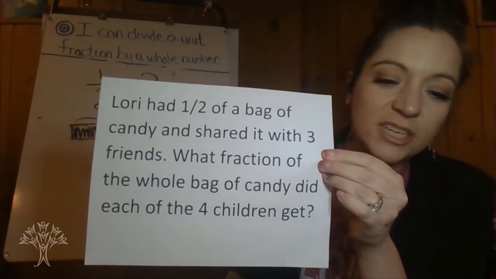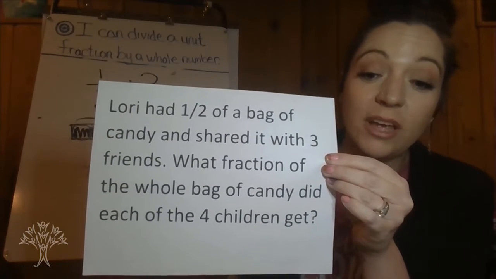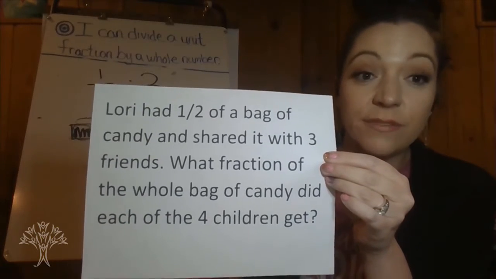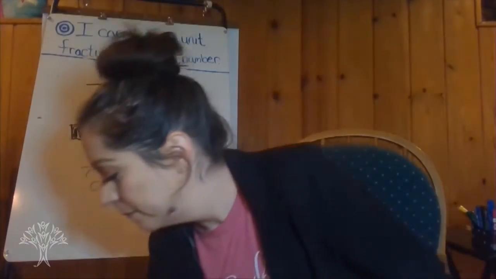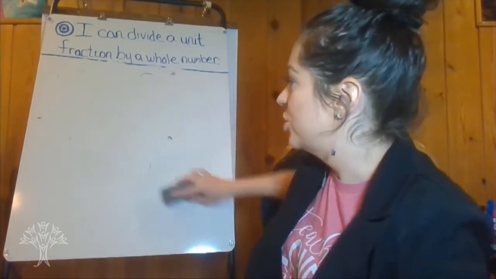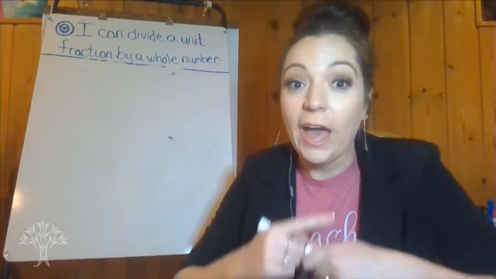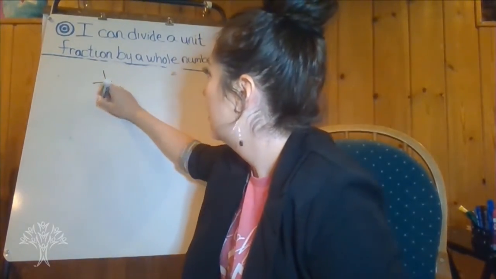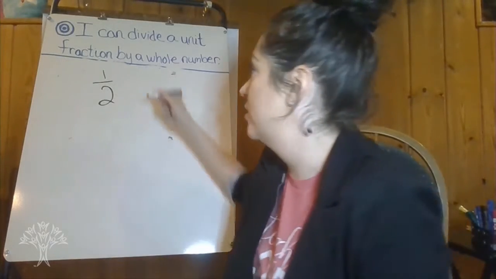Okay, let's read it one more time. Lori had half of a bag of candy and shared it with 3 friends. What fraction of the whole bag of candy did each of the 4 children get? So what's the expression for this problem? What does she start with? A half a bag of candy. And it's between her and her 3 friends, so there's 4 children.